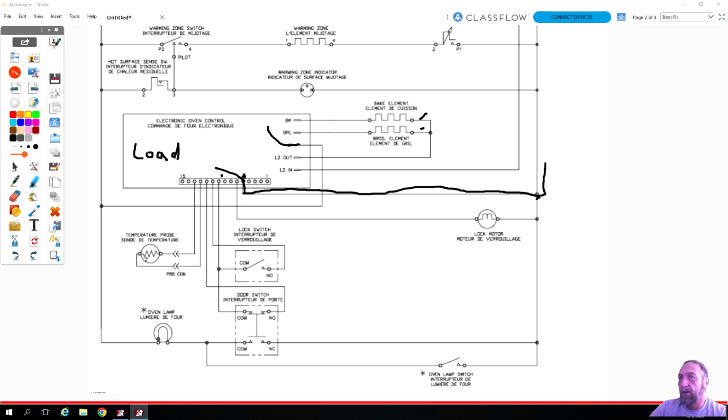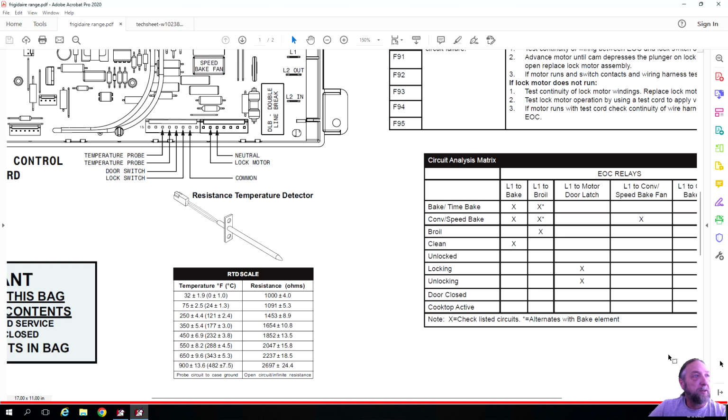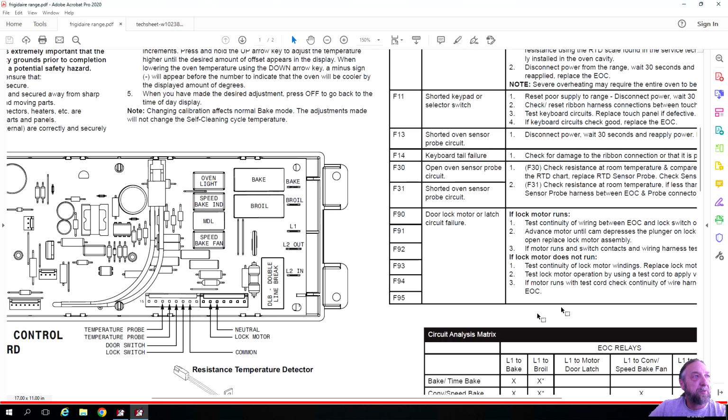Not necessarily. The problem is the temperature probe is not reading. The sensor. Okay, so let's go to the next page. Actually, go to the PDF that I have here, and let's bring this up. And we had an F30 code here: open oven sensor probe circuit.